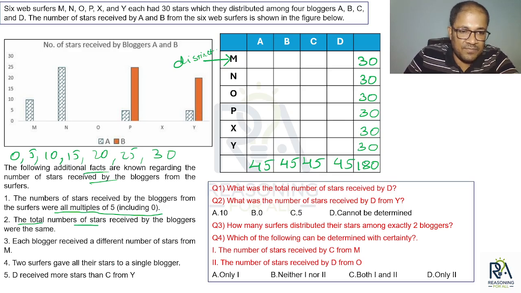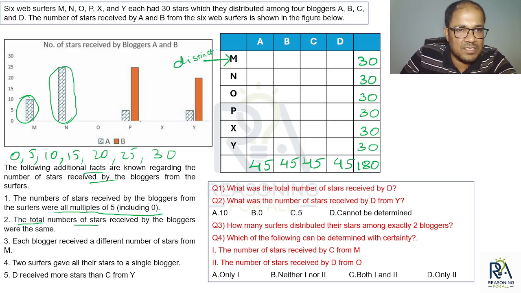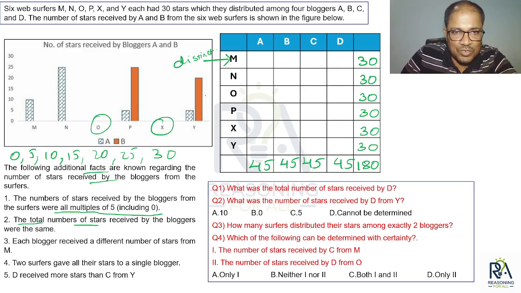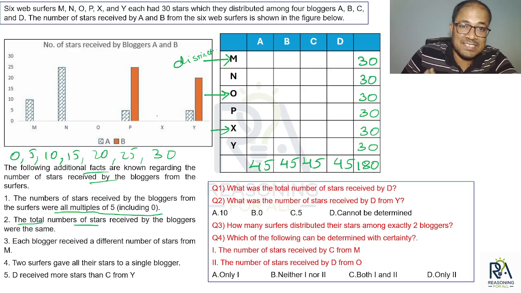2 surfers gave all their stars to a single blogger. So there will be 2 such surfers who give away all their stars to a single blogger. Now, if you observe, M did not give away all the stars to a single blogger. M has given only 10. N has given only 25 to one of the bloggers. P is giving away to 2 bloggers. Y is also giving away to at least 2 bloggers. So, can I say the 2 surfers who give away all their stars to single bloggers will be O and X? So O and X will be those 2 surfers.